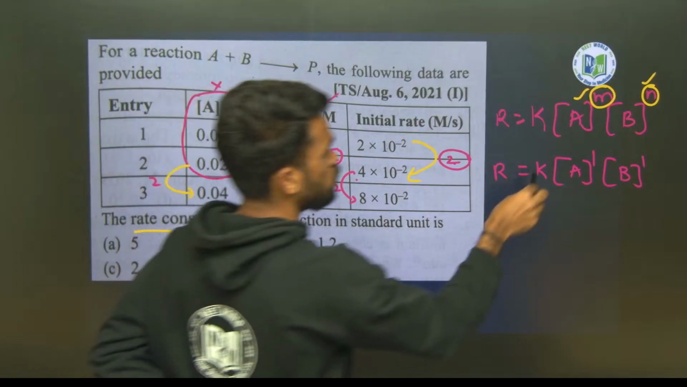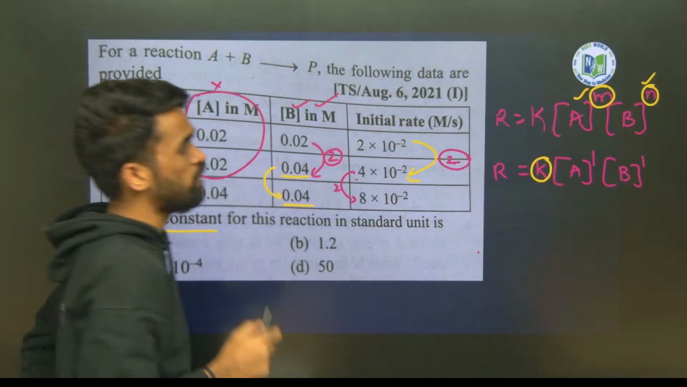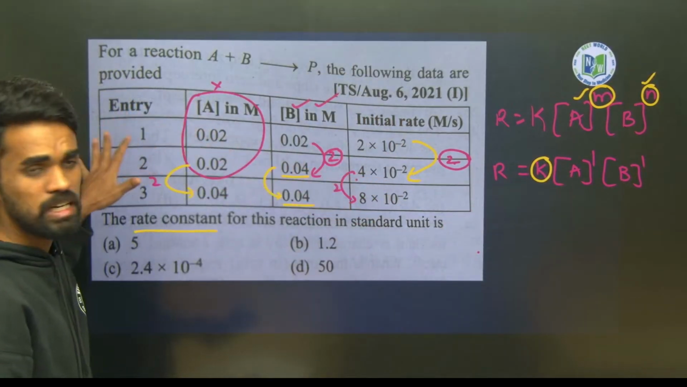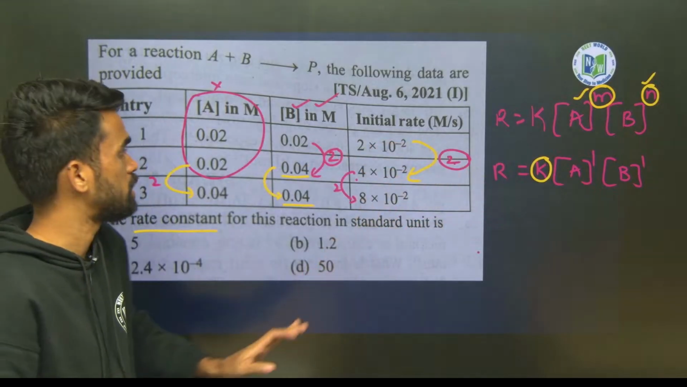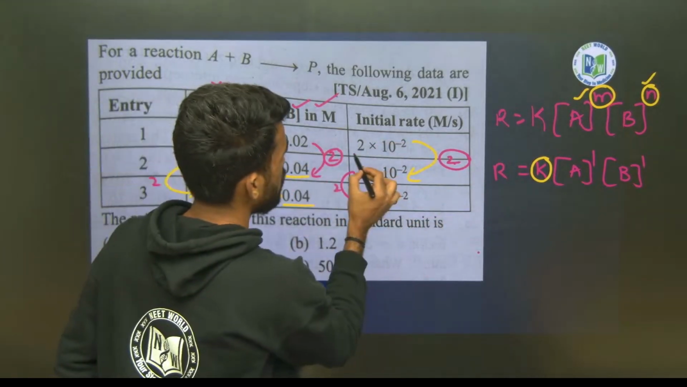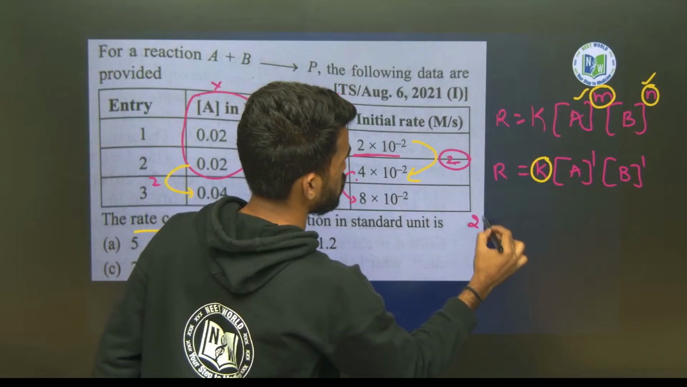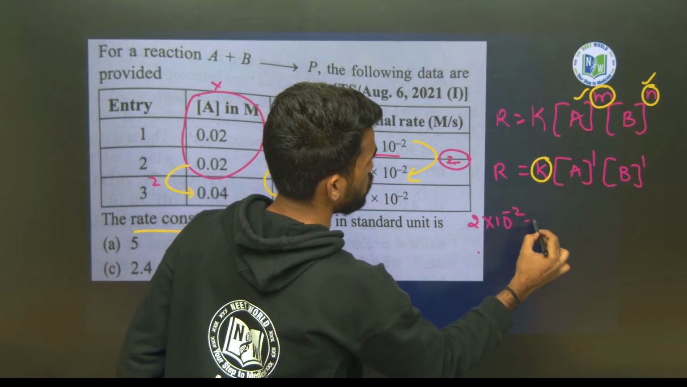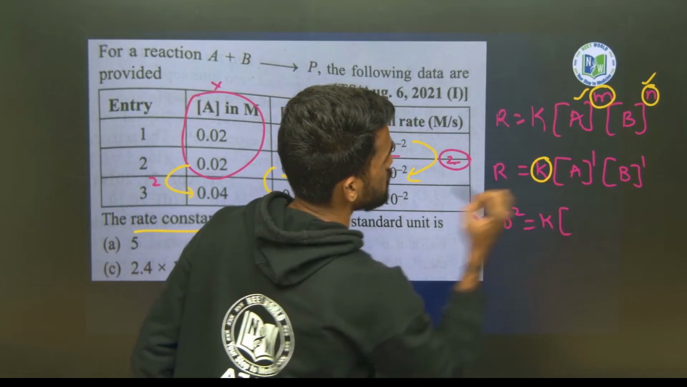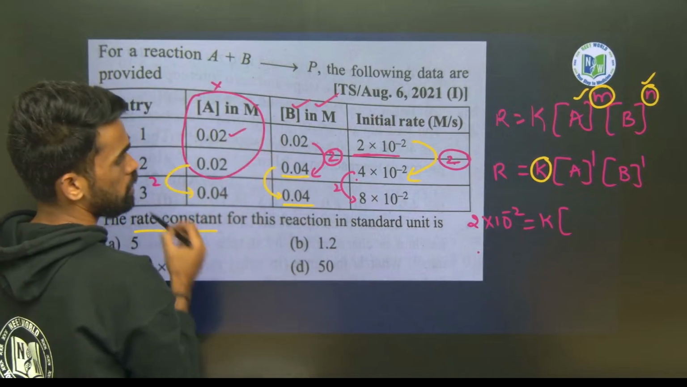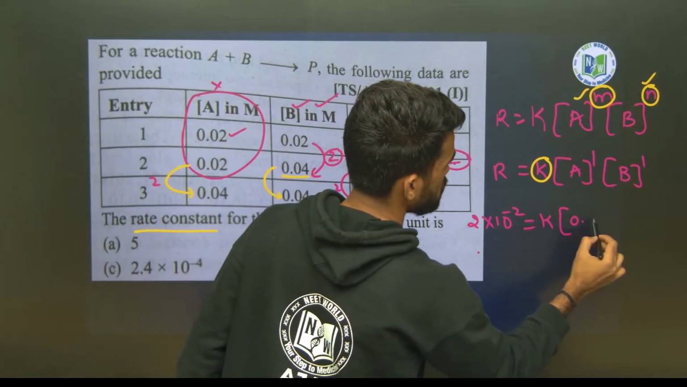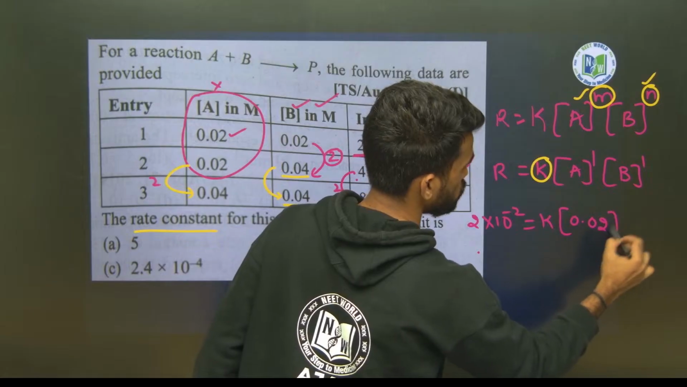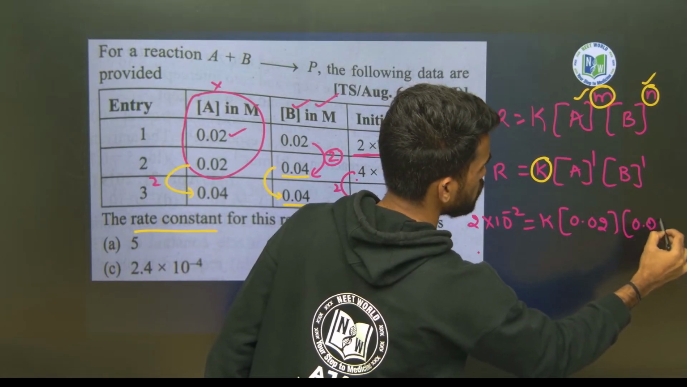Now you need to find the k value here. For this, use any of the data and substitute there, then you will get the answer. So I am using the first data. What is the rate value they have given? 2 into 10 power minus 2. Put here, so k into what is the A value here, 0.02, and B is also 0.02. Like this you can take.